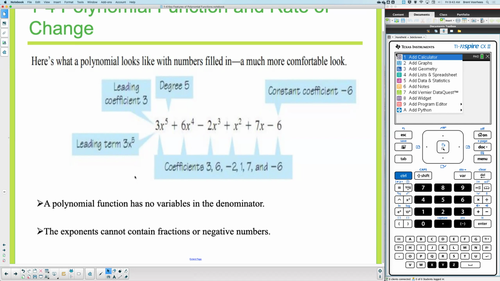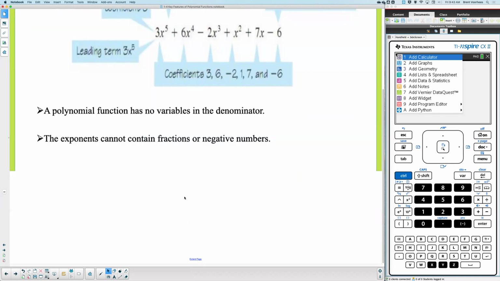All right, so this is kind of giving you your rules that I have for the domain. The exponents cannot contain fractions. A fraction exponent is what creates a root. So here, fraction exponents, I'm going to write that in just so you know. A fraction exponent creates a root.